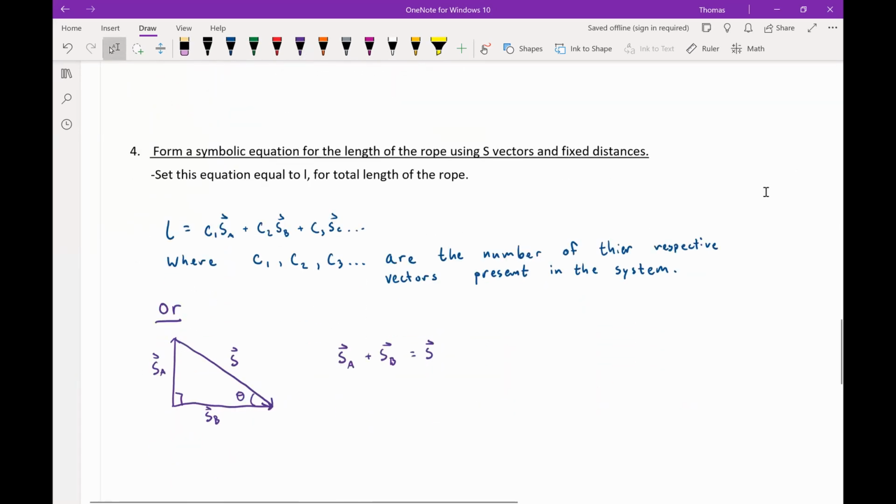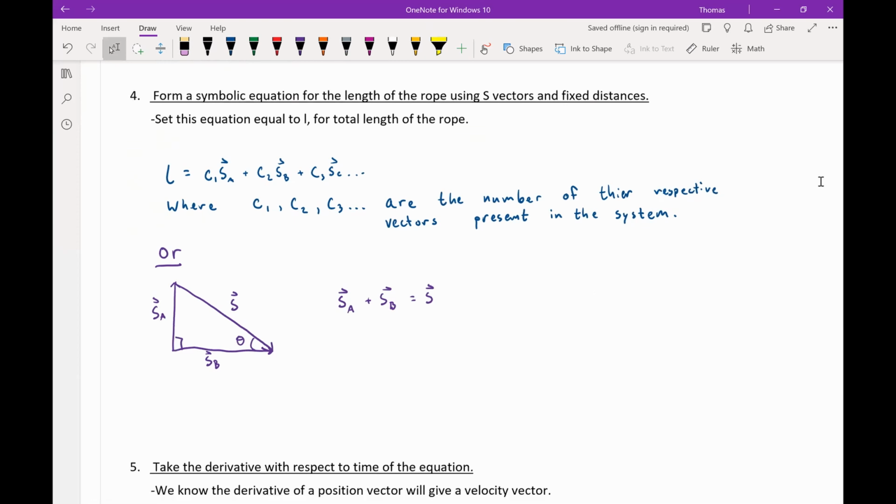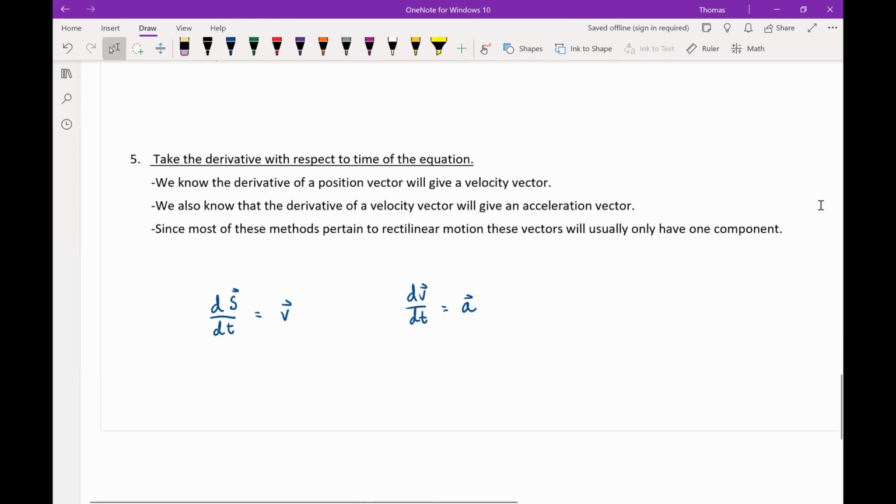Step 4. Form a symbolic equation for the system. Vectors and the fixed distances can be additive or be used as the legs of a right triangle to describe the system. We can set these elements equal to the totality of the system, L in the case of a rope. Step 5. Take the derivative with respect to time of the equation.